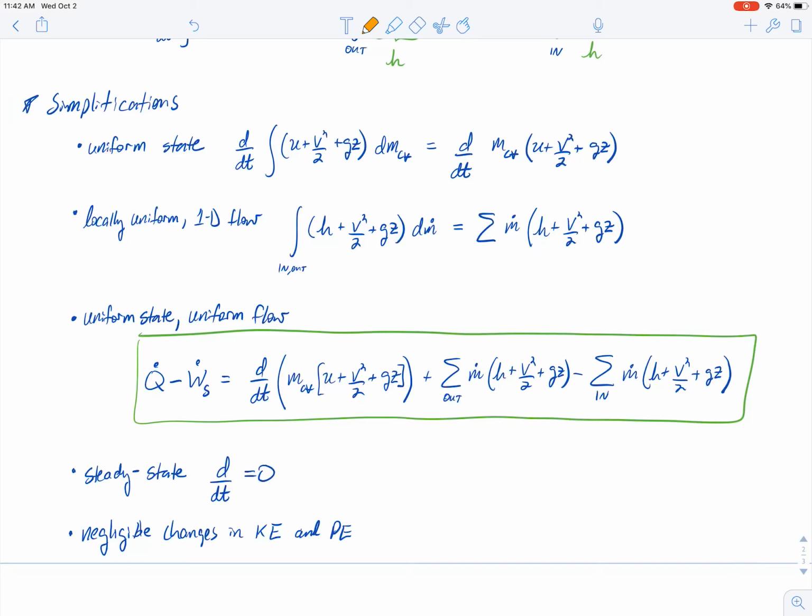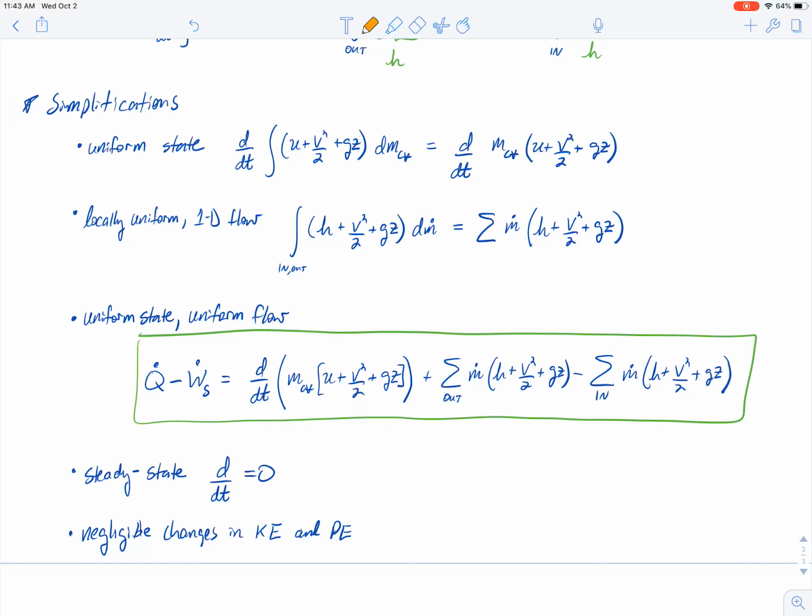Okay. This is our usual workhorse, the place that we start for uniform state, uniform flow. We can usually make those assumptions in this thermodynamics class, and then we can further apply other assumptions as they apply to the problem, sometimes steady state, sometimes negligible changes in kinetic energy and potential energy. But there you have it, in all of its gory, wondrous detail, the first law of thermodynamics as it appears for a control volume. And the last thing I'll say is you might think of how this compares to the first law of thermodynamics for a closed system.